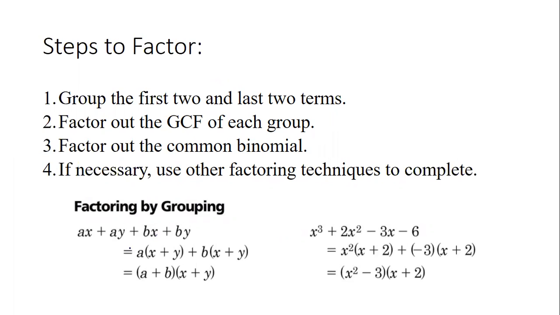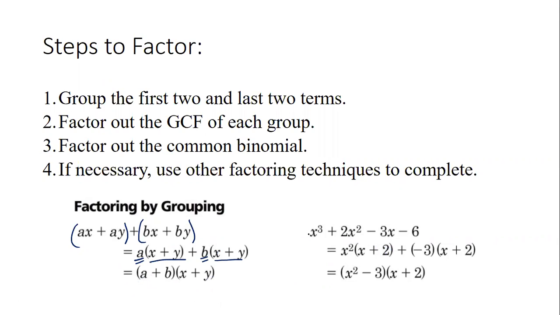So if you look at this example, I have ax plus ay plus bx plus by. I group the first two and last two terms. I factor out their GCFs, and then I factor out the common binomial. And what I'm left with is my factor.